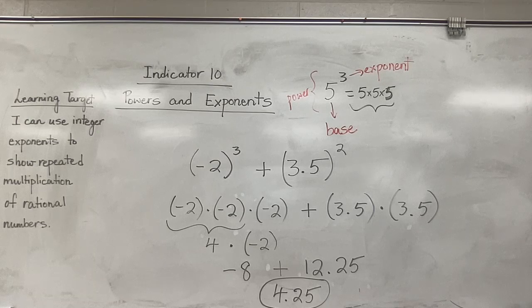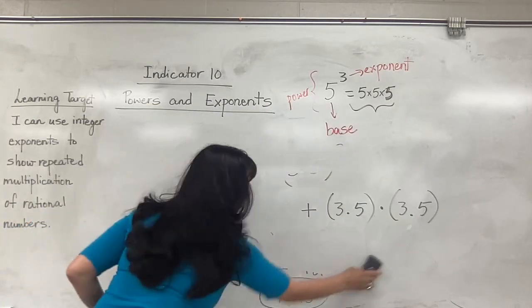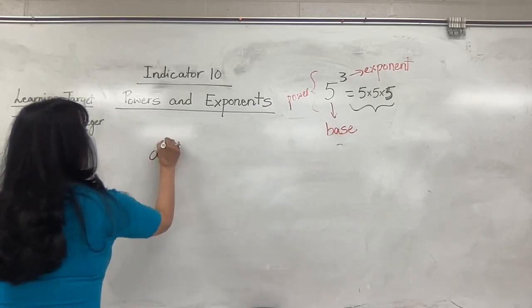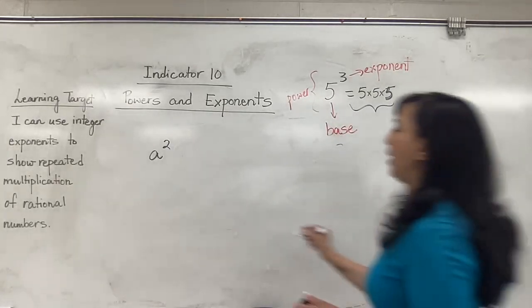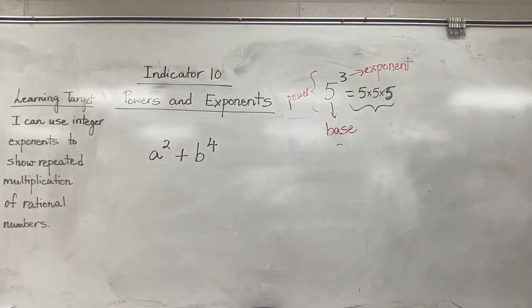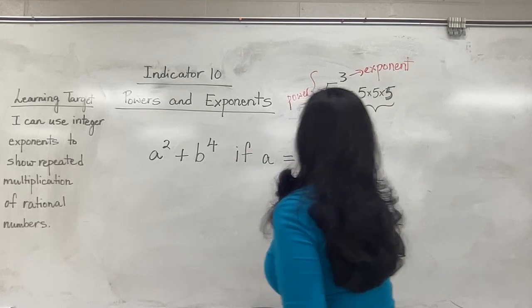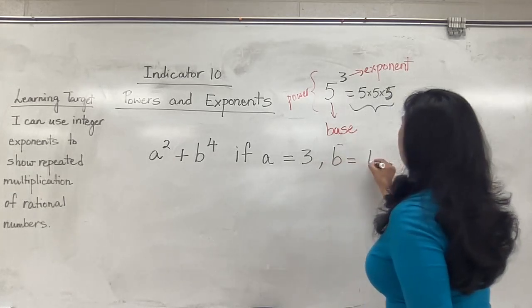Let's also go into an example with an algebraic expression. We are going to evaluate an algebraic expression. So let's say I give you a squared plus b to the fourth power. Evaluate a squared plus b to the fourth power if a is equal to 3, and b is equal to 1/2.